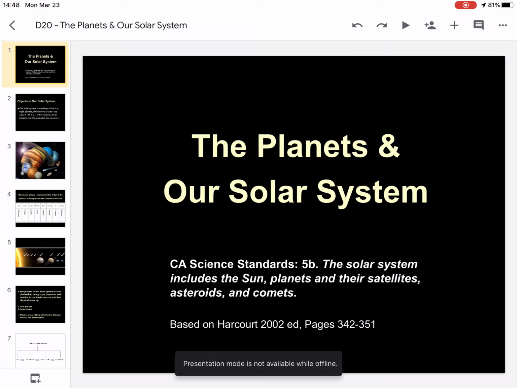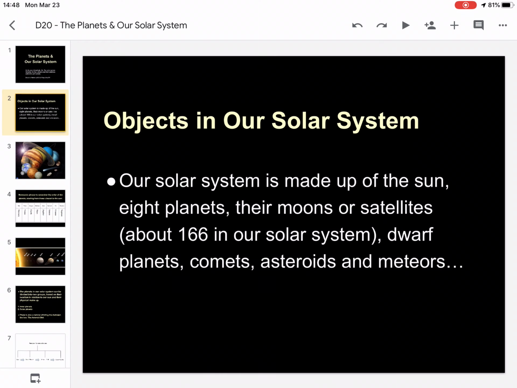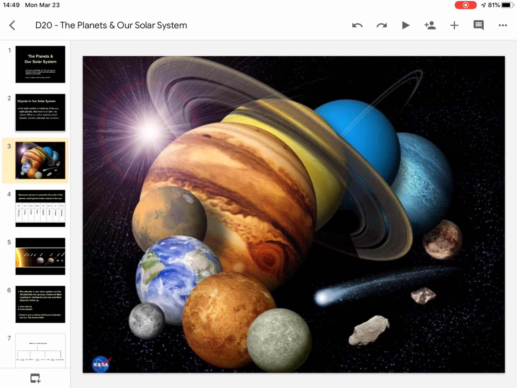Give it a second. Okay. The planets and our solar system, I take this from another place, as you can see. But objects in our solar system. Our solar system is made up of the sun, 8 planets, their moons and satellites, about 166 in our solar system, and dwarf planets, comets, asteroids, and meteors. Kind of a picture of all the different objects that are out there.